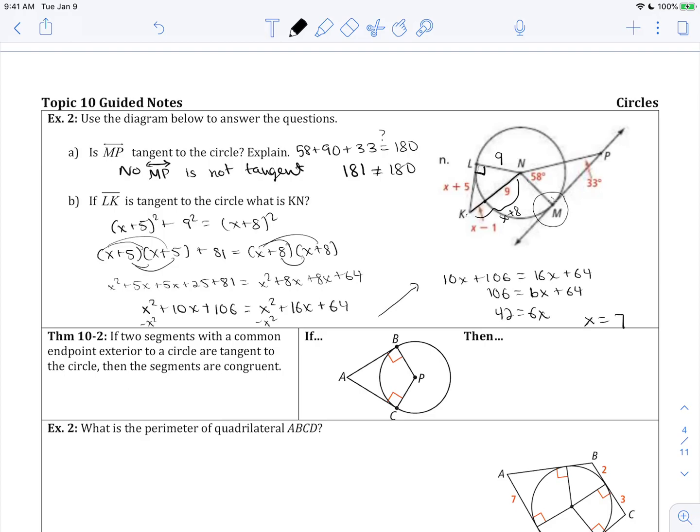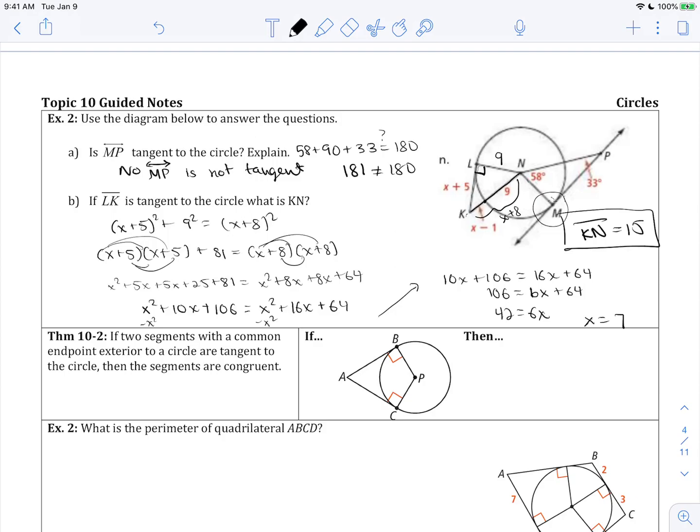So pretty involved problem. We're not finished yet. Remember, it says what is KN? So KN we decided was x plus 8. So KN is going to be 7 plus 8, so 15. Okay, so a lot kind of going on there.